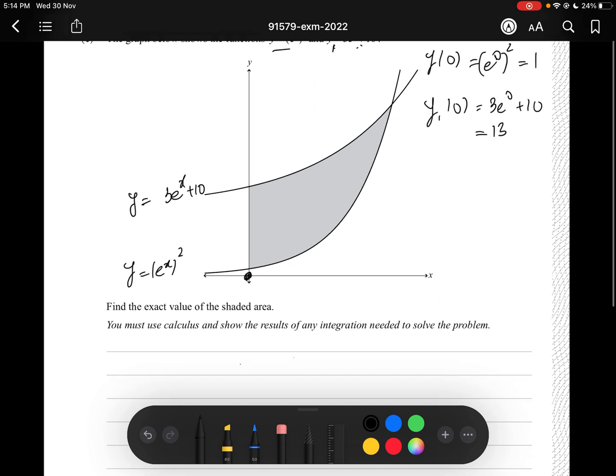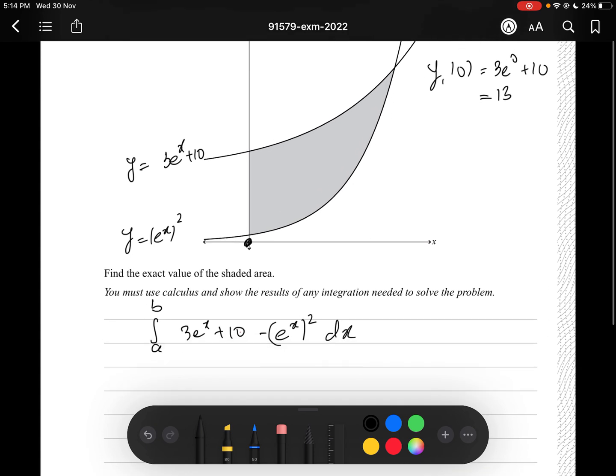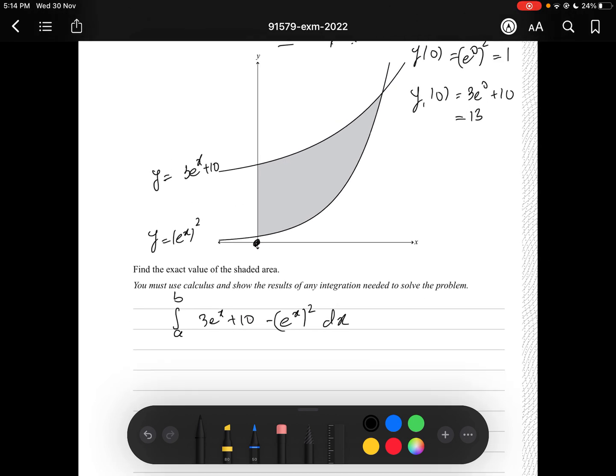Brilliant. Now we can write out our equation for finding the area between the two graphs. The area would be the integral between b and a of 3e to the power of x plus 10 minus (e to the power of x) squared dx. We need to find what b and a are. We look at the intersection between the two graphs as well as the origin point, which is x equals 0. So we know that a equals 0 because that's where we start. But we need to find our b value.